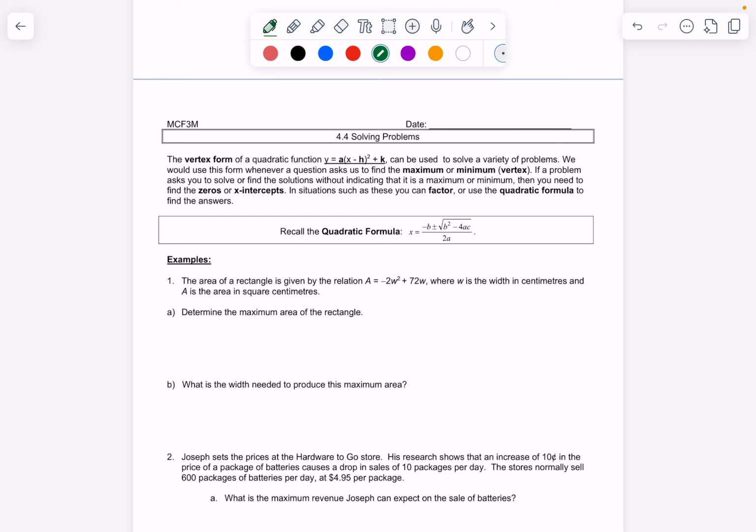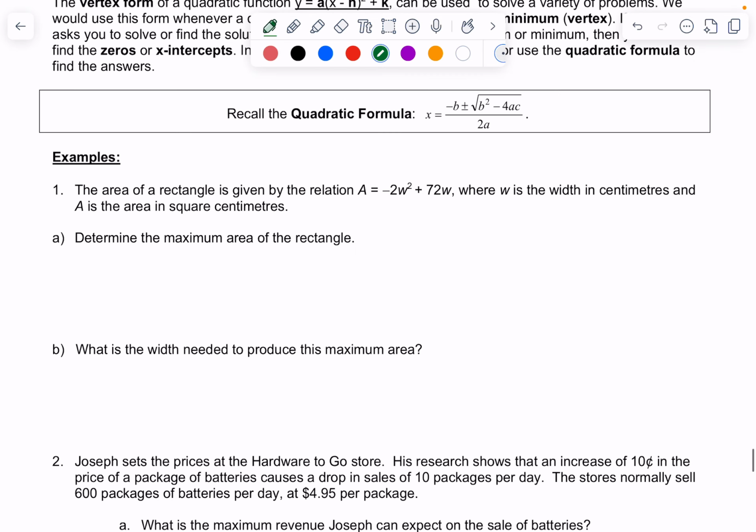Alright, so in today's lesson we are doing word problems. We're doing word problems that involve us calculating the vertex and applying that vertex to the context of the problem. Alright, so in this first example here, the area of a rectangle is given by the relation A equals negative 2w squared plus 72w, where w is the width and A is the area in square centimeters.